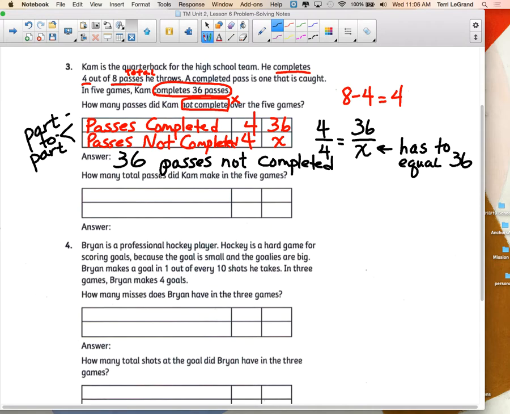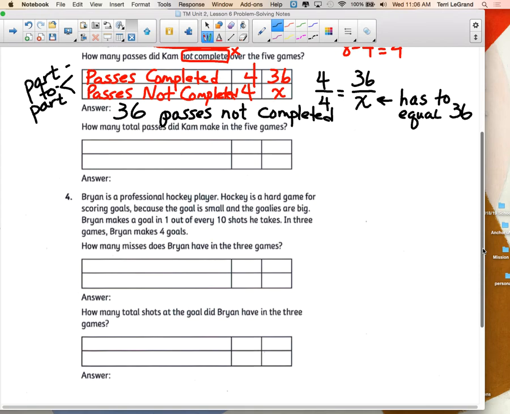Okay, then in the next one it says how many total passes did Cam make in the 5 games? Let's get this one filled out. What are we going to compare? We need some total passes in there, okay? And just for the fun of it, I'm going to put total passes on the top because that's the first thing you said. I'm going to go against what my body wants me to do, because I'm going to show you that it still works. Total passes, they got to be in there because we're supposed to figure out how many total passes, that's our X, so we got to have that in there.